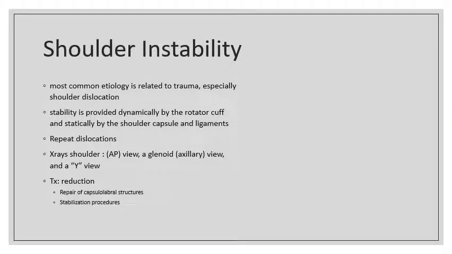So for shoulder instability, patients with an anterior dislocation would present with pain and an externally rotated shoulder. Younger patients, as I mentioned, are more susceptible to repeat dislocations than older patients. The most common etiology is related to trauma, and the shoulder's stability is provided dynamically by the rotator cuff and statically by the shoulder capsular ligaments. So with repeat dislocation, we need to ask for X-ray views.